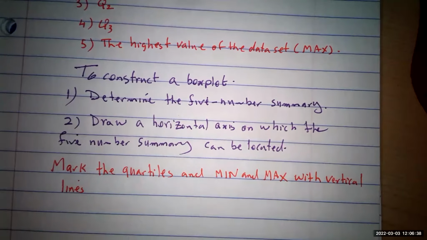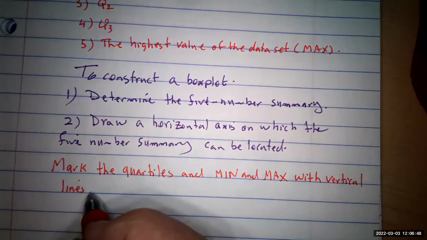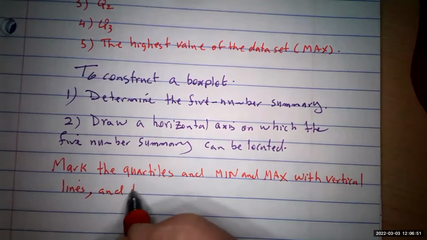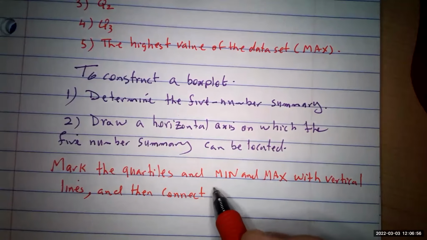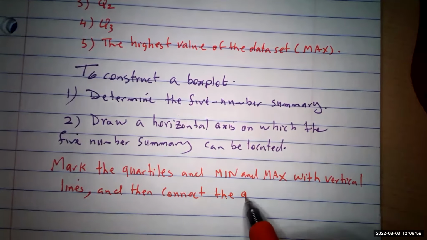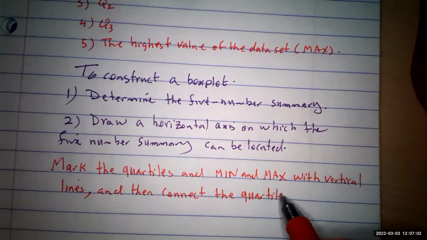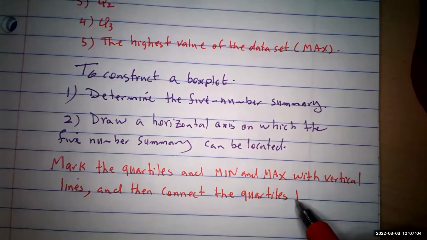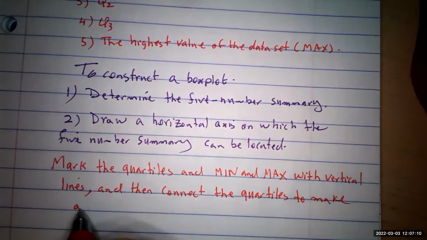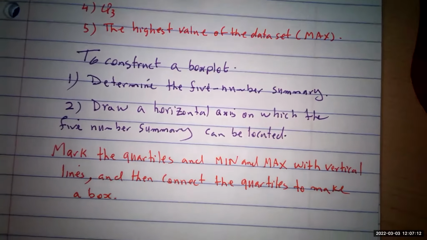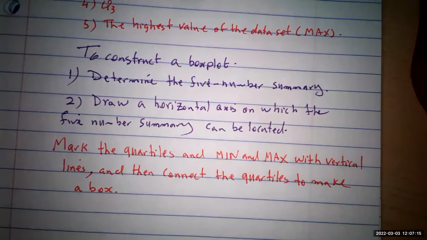Okay, with vertical lines above that x-axis, vertical lines. That's it, and then connect those quartiles together to get the box, to make a box. So the box would be a connection between Q1, Q2, and Q3.